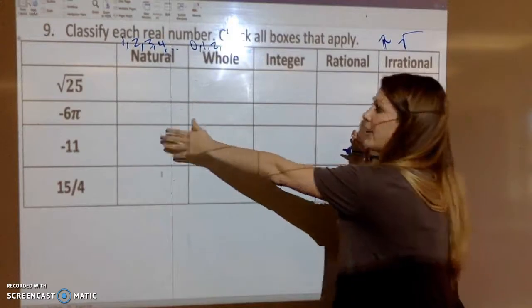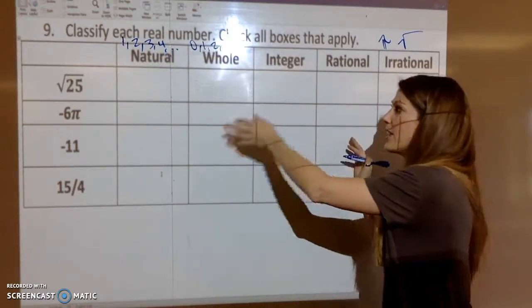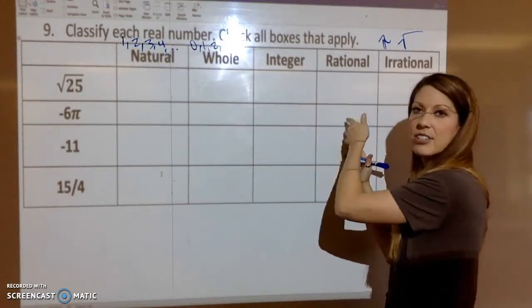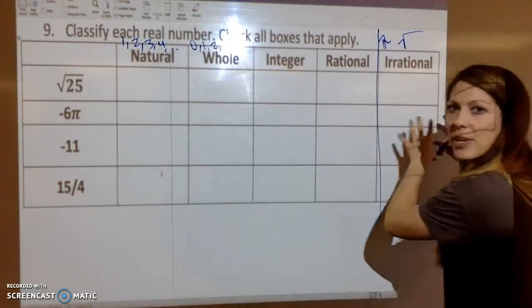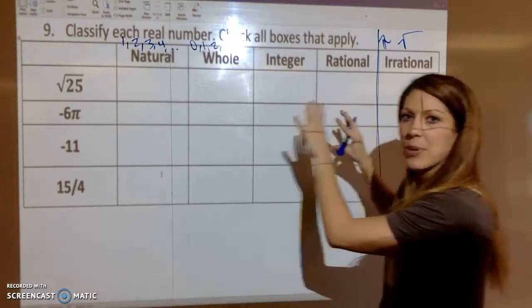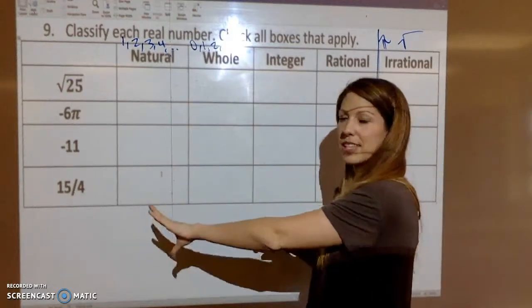But any natural number is also rational. Any whole number is also rational. Any integer is also rational. But this is where we draw the line. If it's any of these categories, it cannot be in this one. And if it's in this one, it cannot be in any of these. So now let's go through this list.